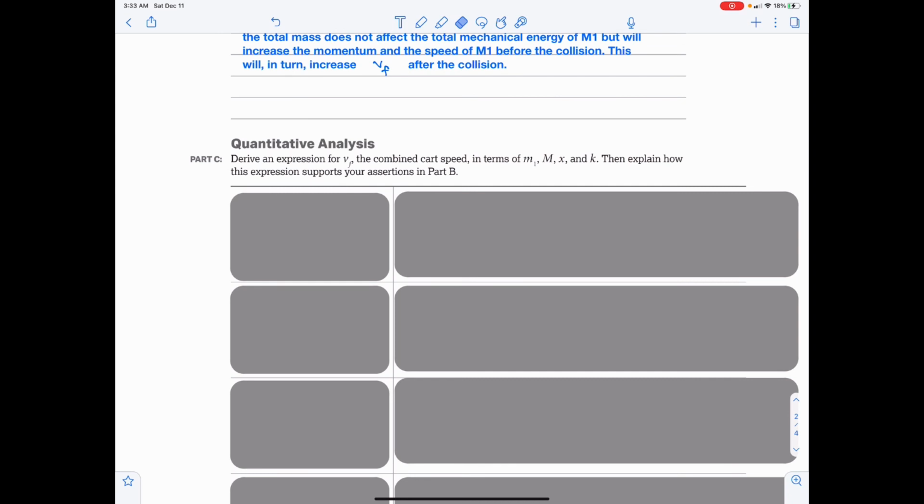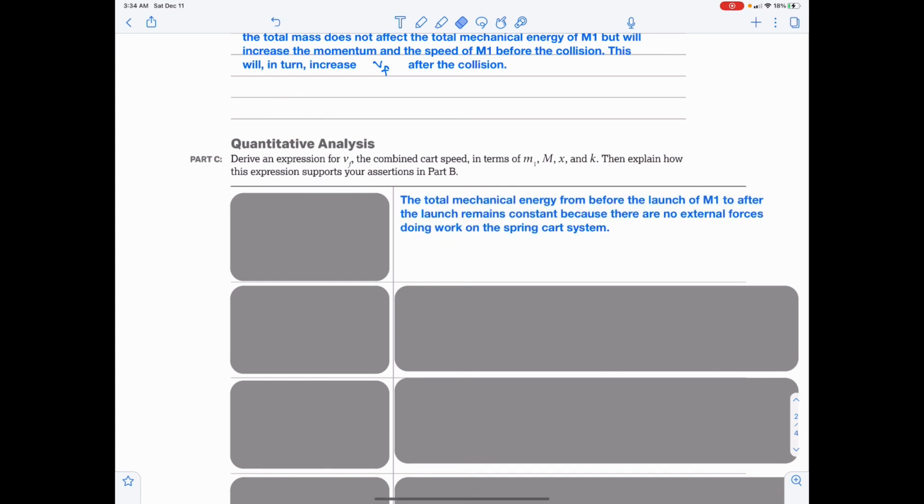Part C: derive an expression for v final of the combined carts in terms of M1, big M, which is the total mass combined, x, and k. Explain the expression to support your assertions in Part B. Okay, so let's go step by step. First, the total mechanical energy before the launch of M1 to after the launch remains constant, because there are no external forces doing work on the spring-cart system. In other words, energy is conserved.